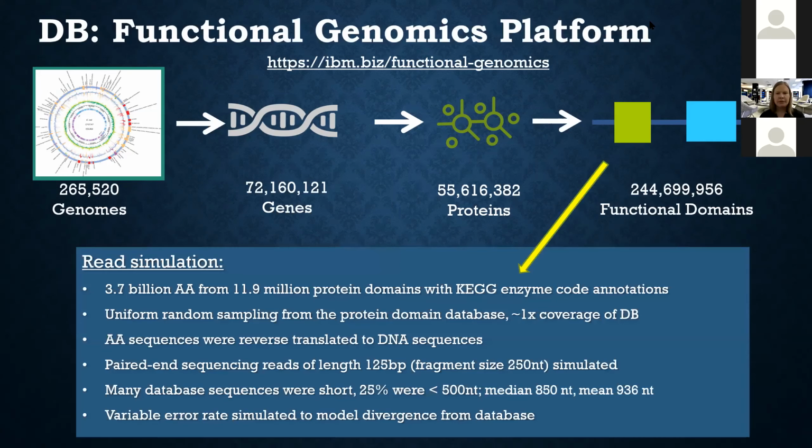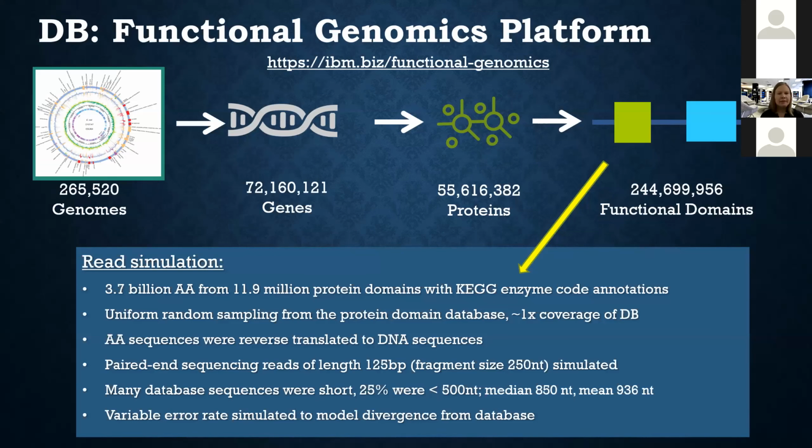And indeed, for the simulations, we took data from these protein domains. At the time of writing the paper, we took about 12 million protein domains that had these KEGG enzyme code annotations. And then we uniformly sampled the reads from those, getting 1x coverage of the database, and then translated those amino acids to DNA, and then added errors to those sequencing reads.